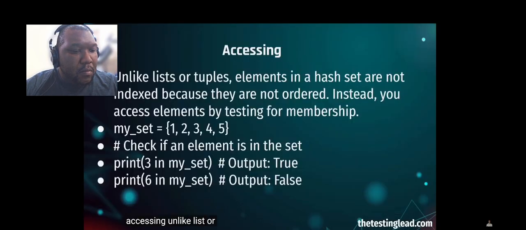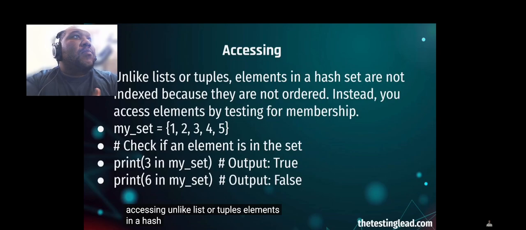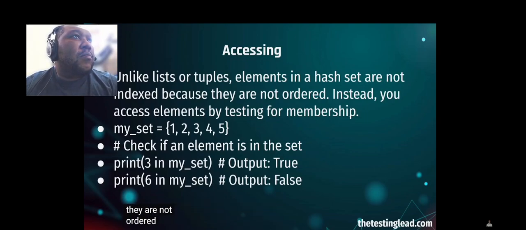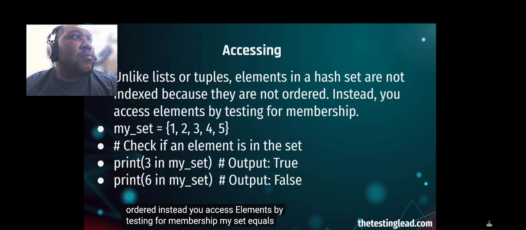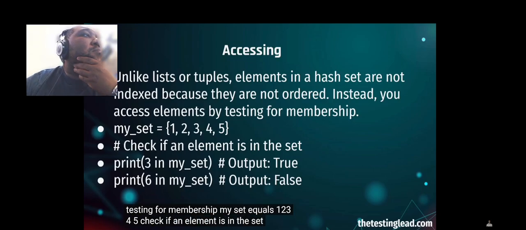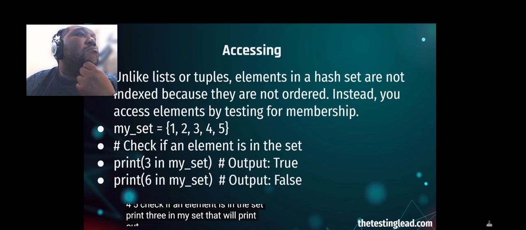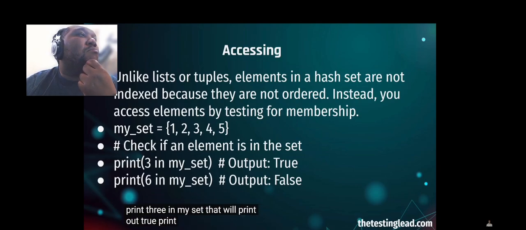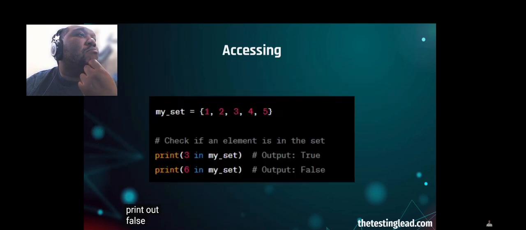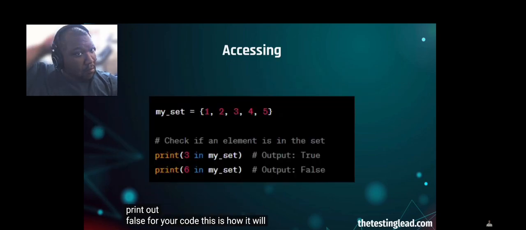Unlike lists or tuples, elements in a hash set are not indexed because they are not ordered. Instead, you access elements by testing for membership. my_set = {1, 2, 3, 4, 5}. Check if an element is in the set. Print 3 in my_set. That will print out True. Print 6 in my_set. That will print out False. For your code, this is how it will look.